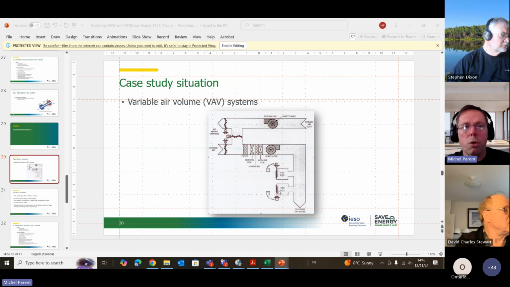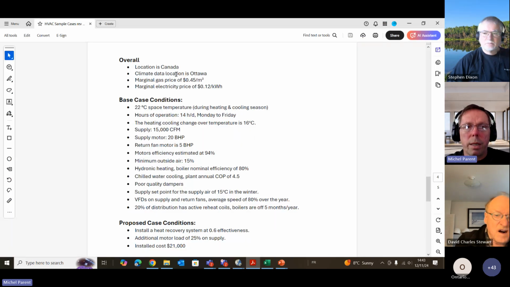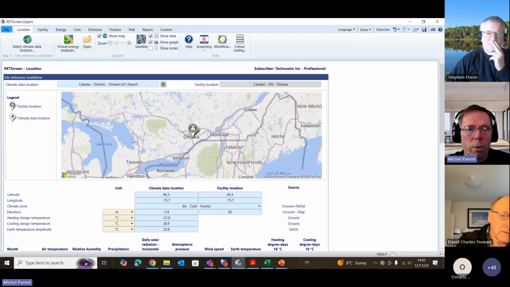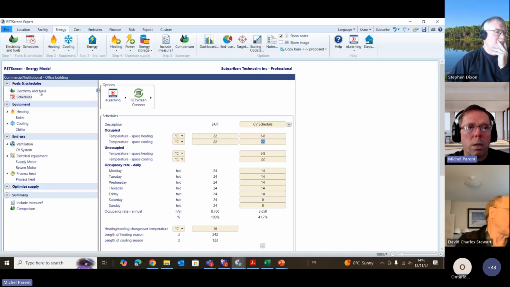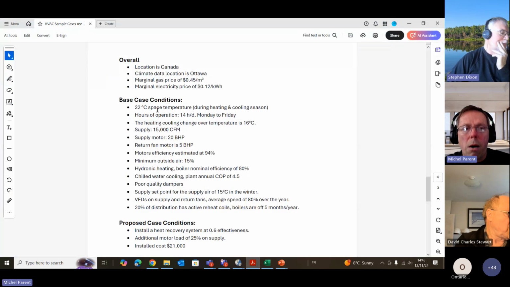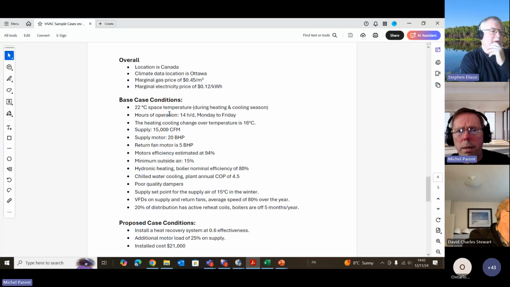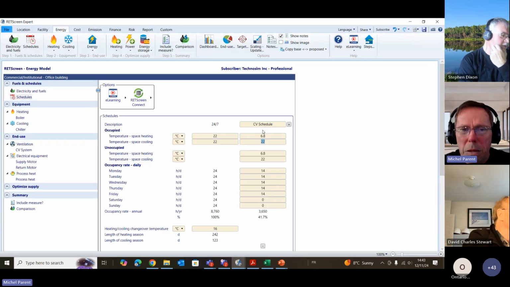So I'm going to go back to our PDF. We're still in Ottawa. We still have the same rate. So I believe that's all we already have on here. So this is all good. So we don't have to change any of that. Our rates are the same. Let's look at our schedule. I think the schedule is the same, Stephen. So I think 14 hours a day, Monday to Friday. I think I was a bit lazy on this one. I decided to keep the same.